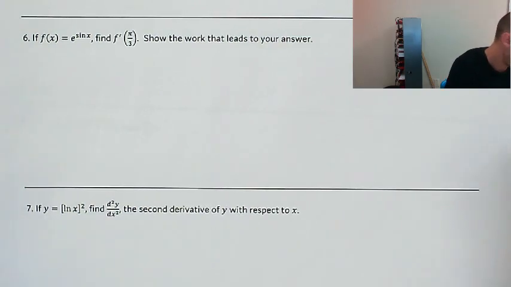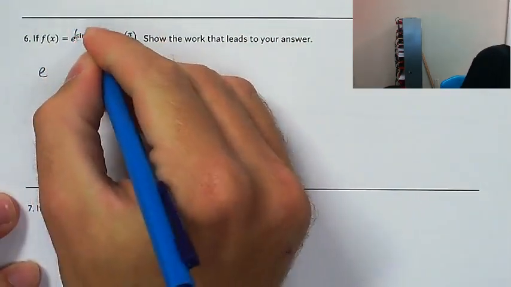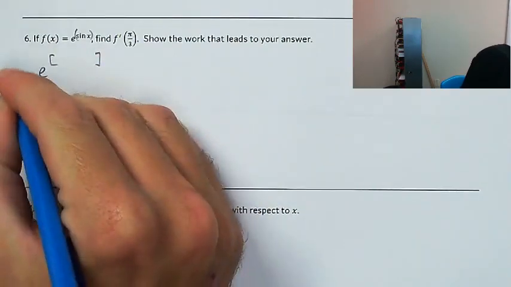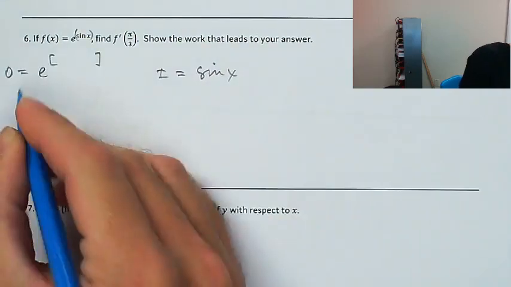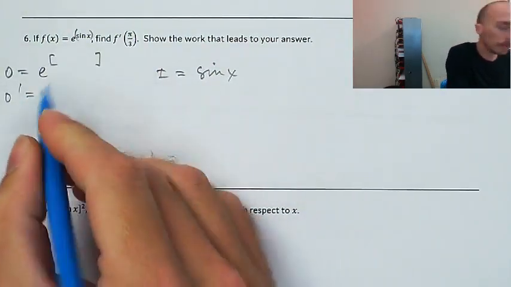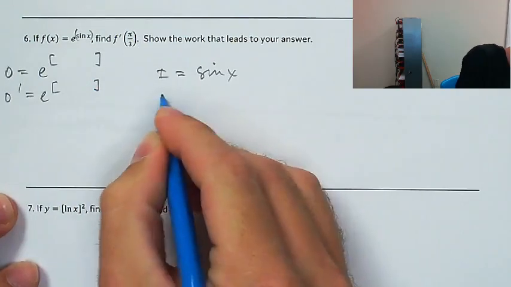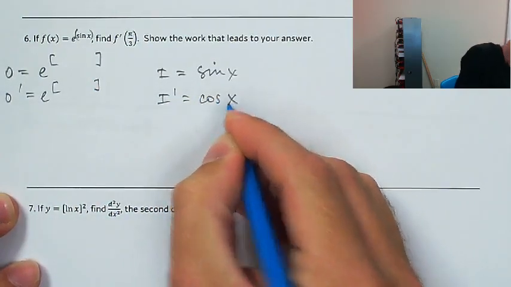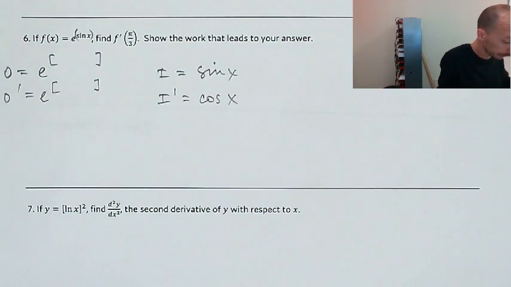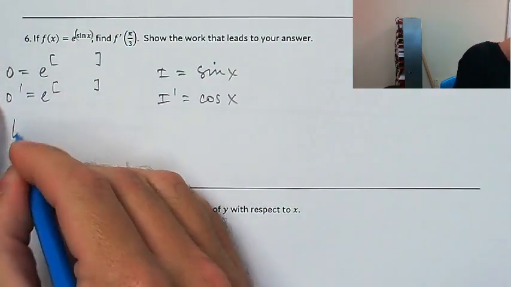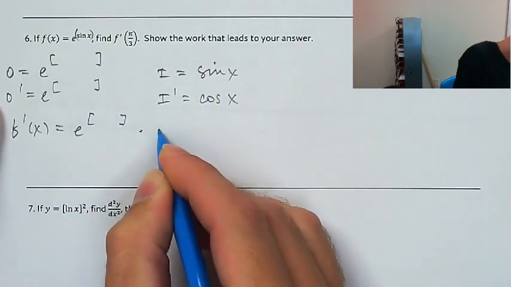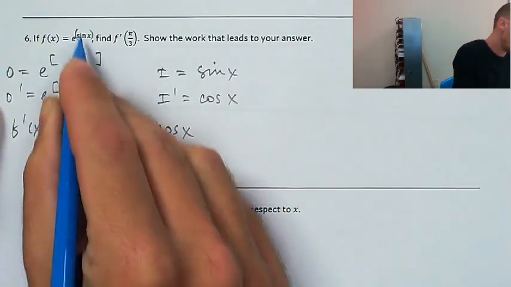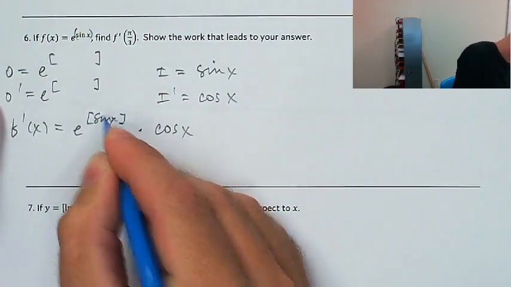F of x is going to be e to the sine x. Find f prime of pi over 3. All right, so on the outside, I've got e to the thing, and on the inside, I've got sine x. Outside prime, the derivative of e to a thing, is going to be e to that thing, and inside prime is going to be cosine x. To get f prime, I'm going to multiply outside prime by inside prime, and whatever goes in here is what went in there originally. That's going to be sine x.